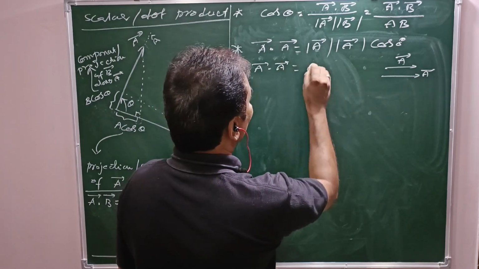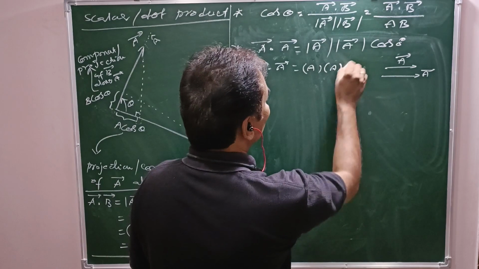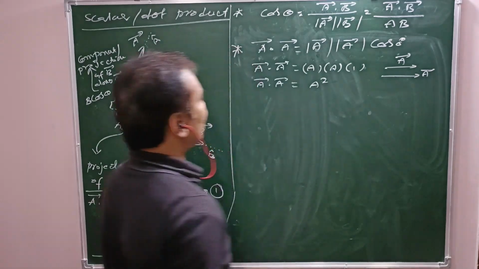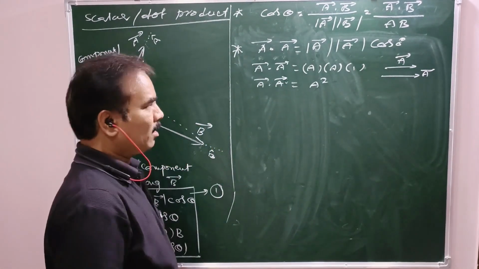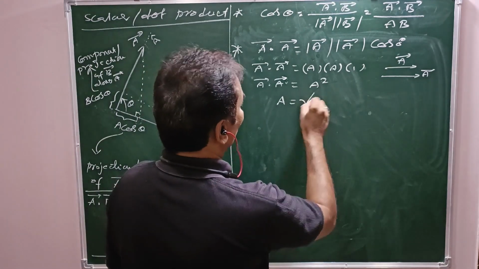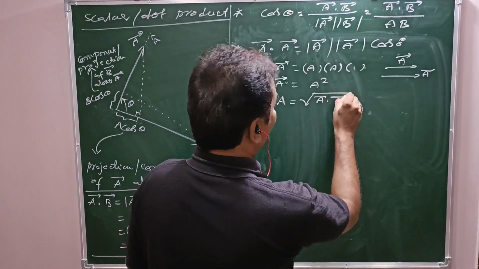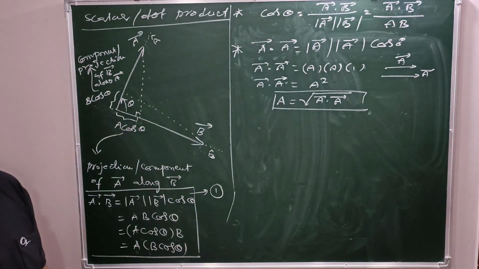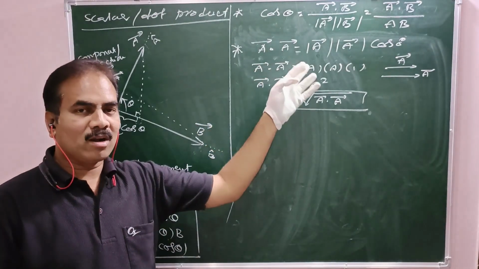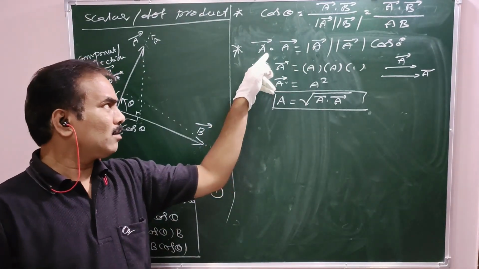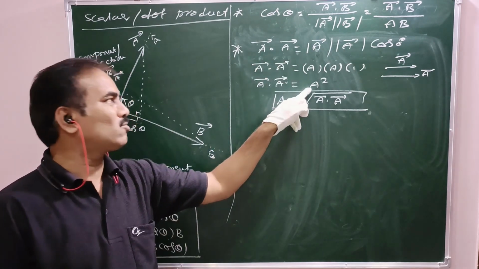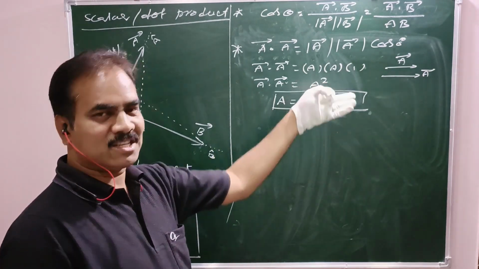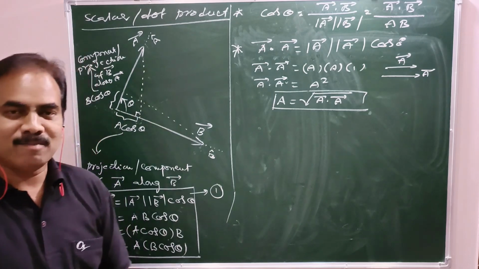mod A bar means A, mod A bar means A, cos 0 means 1. So A bar dot A bar equal to A into A, A square. A bar dot A bar equal to A square. Now A means root over A bar dot A bar. Right? So this is what dot product of any vector with itself. Dot product of any vector with itself equal to A square, means square of its magnitude. A bar dot A bar equal to square of its magnitude, that is A square. B bar dot B bar equal to B square. C bar dot C bar equal to C square, like that.